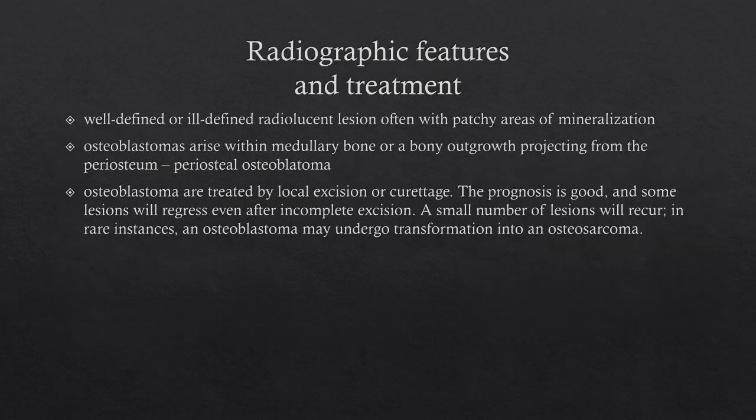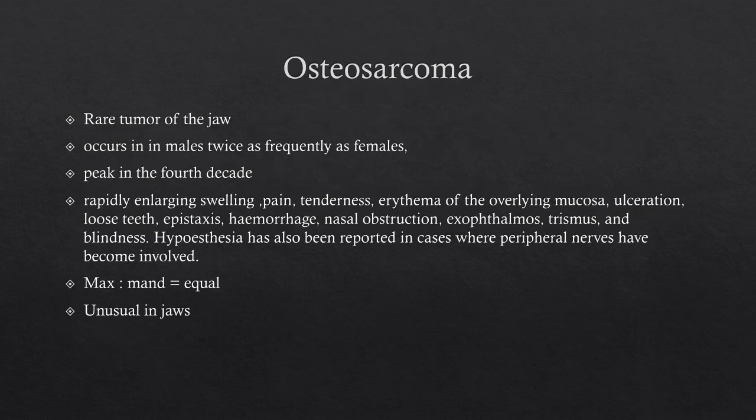So the radiographic features are a well-defined or ill-defined radiolucent lesion with patchy areas of mineralization. They arise within the medullary bone and as a bony outgrowth from the periosteum also. So it can be from the medullary bone or from the periosteum. They are treated by local excision or curettage. The prognosis is good. Some lesions can regress, but after incomplete excision they can recur and may undergo transformation into an osteosarcoma.